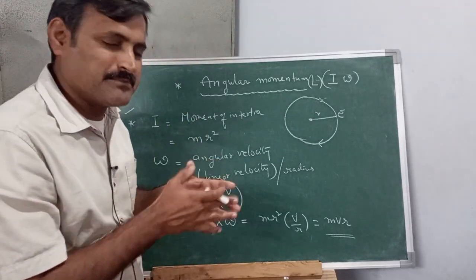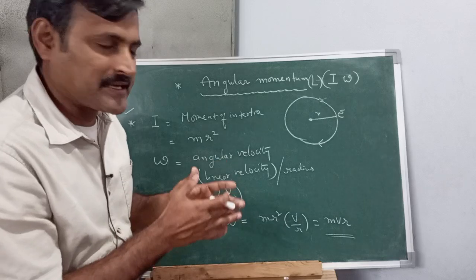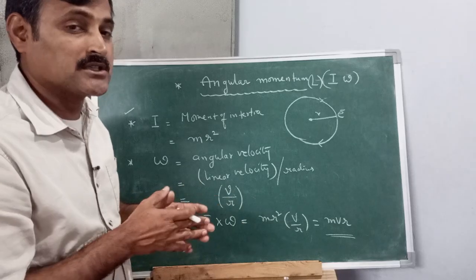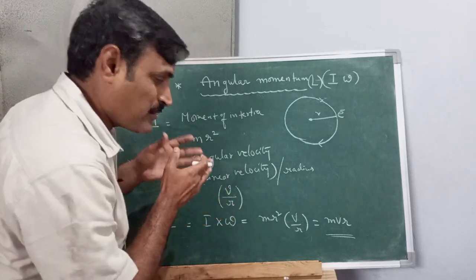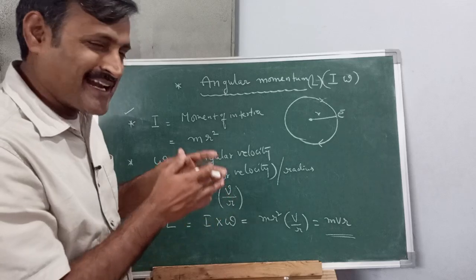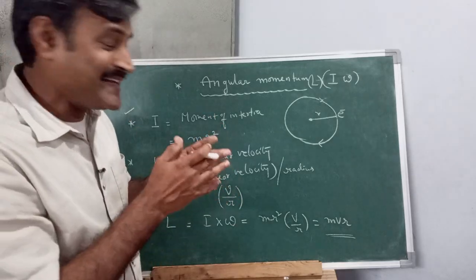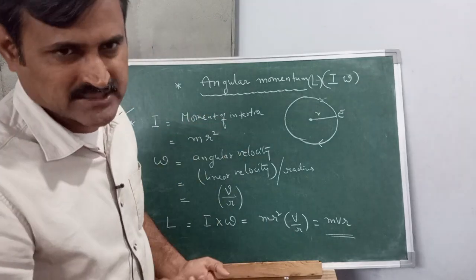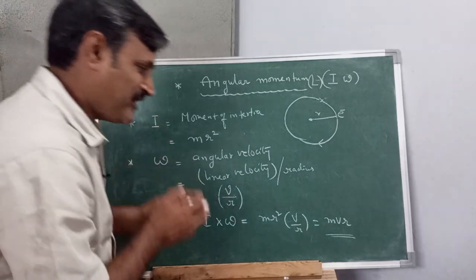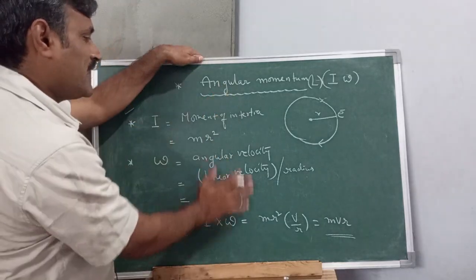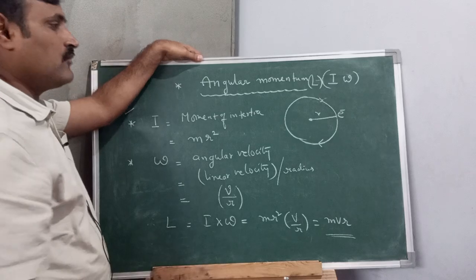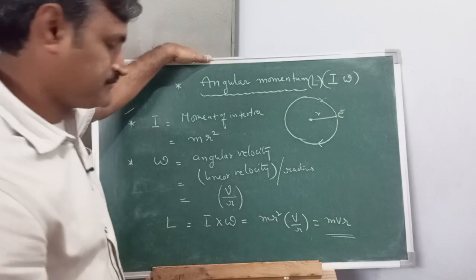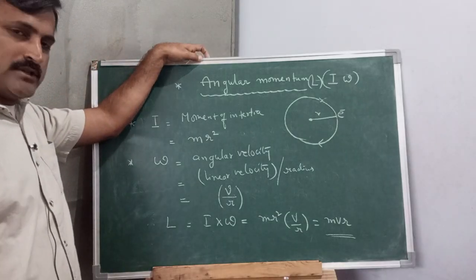So Bohr's concept is telling that any charged particle like the electron revolving around the nucleus in a specific circular path is said to possess angular momentum, whose value is an integral multiple of h by 2 pi. That's Bohr's concept. To know how mvr came, this small information is enough for our mathematical idea from the chemistry point of view. Okay, we will move to the next one.